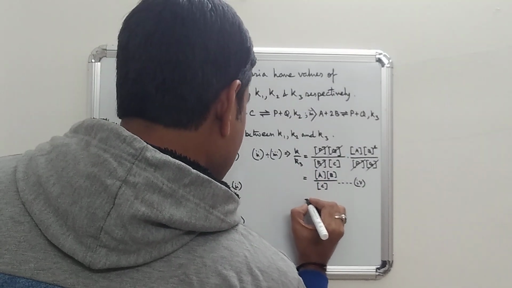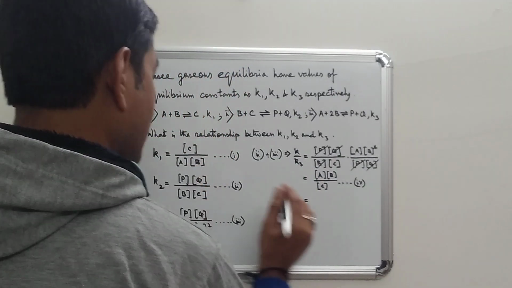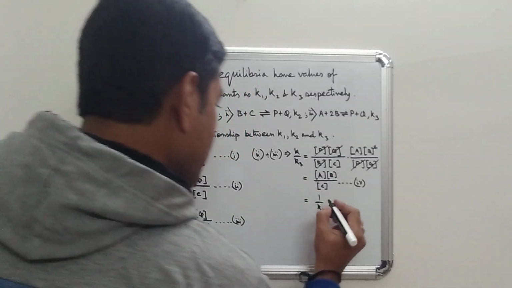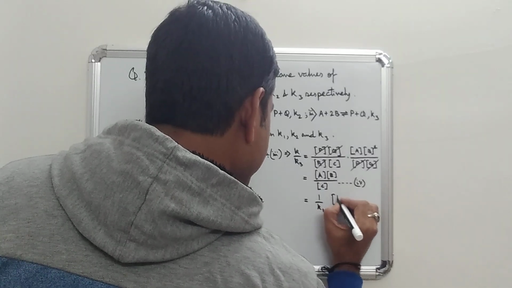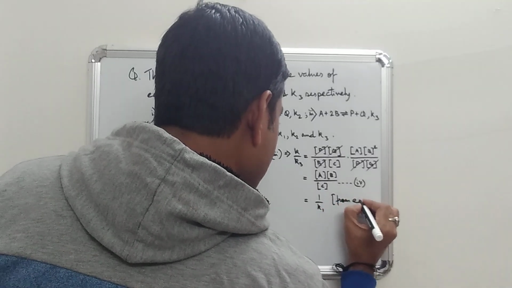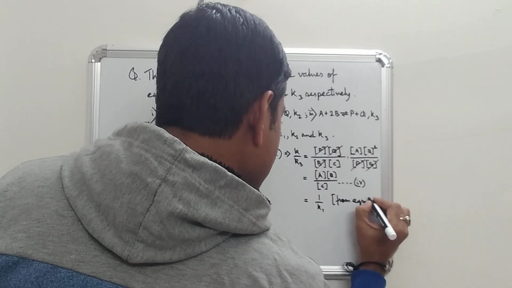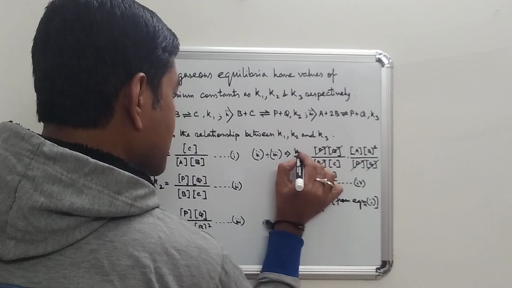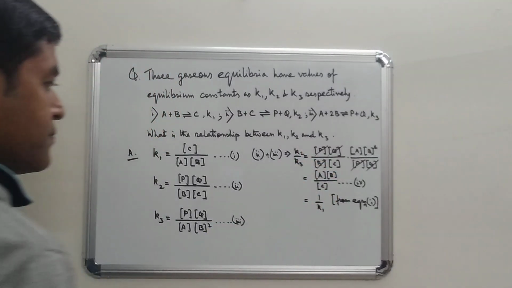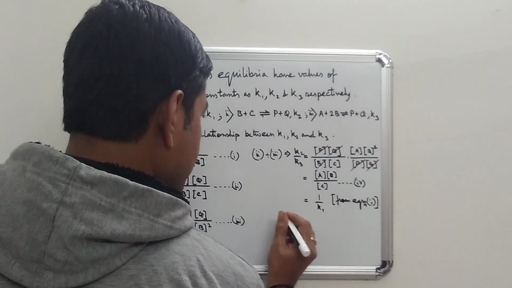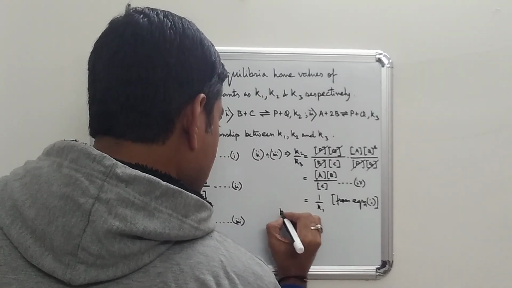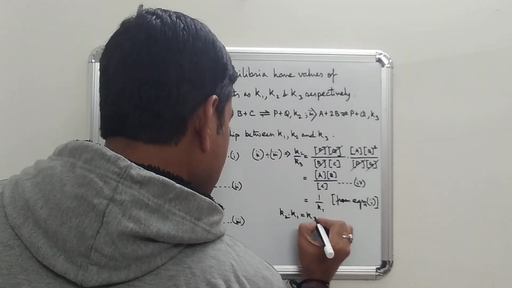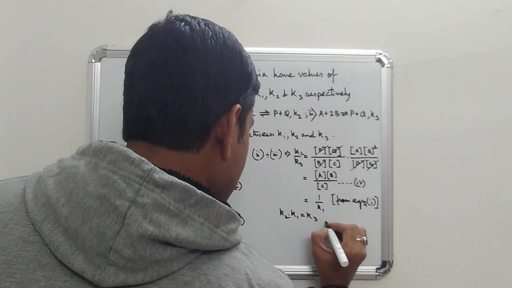So from 4 we will replace this term. This is nothing but 1 by K1 from equation 1. That will be K2. After cross multiplication, K2 multiplied by K1 equals K3. That is the answer.